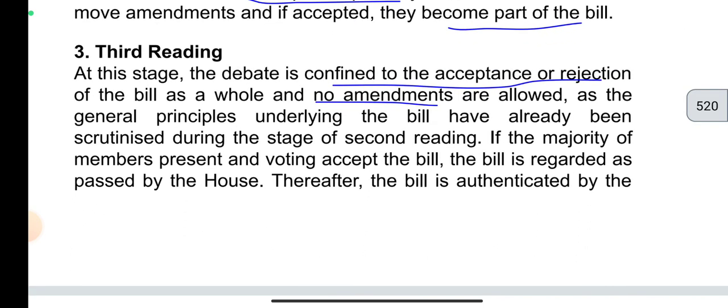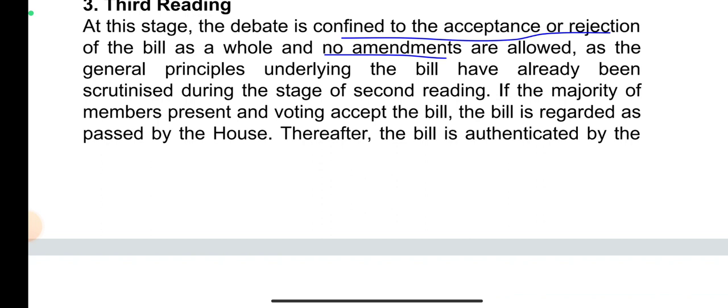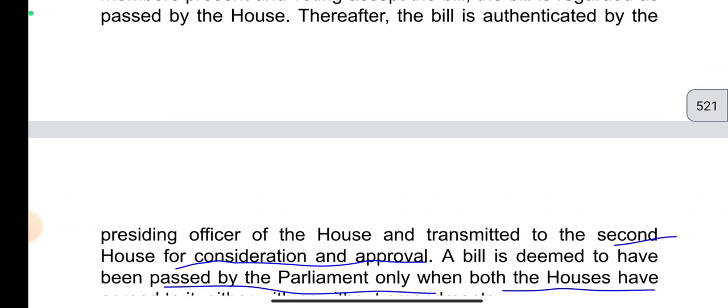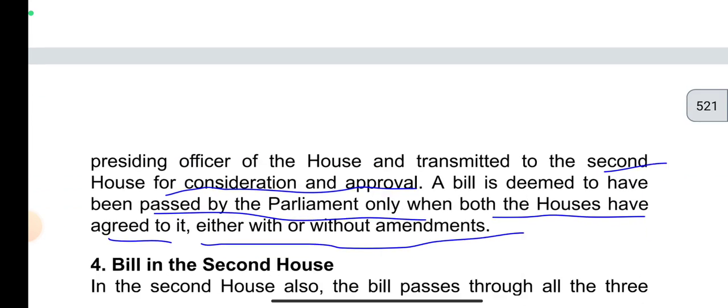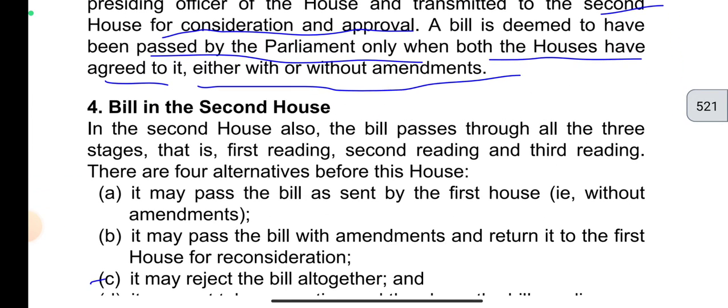Then third reading. At this stage, the debate is confined to the acceptance or rejection of the bill as a whole, and no amendments are allowed, as the general principles underlying the bill have already been scrutinized during the stage of second reading. If the majority of the members present and voting accept, the bill is regarded as passed by the House. Thereafter, the bill is authenticated by the presiding officer of the House and transmitted to the second House for consideration and approval. A bill is deemed to have been passed by the Parliament only when both the Houses have agreed to it, either with or without amendments.